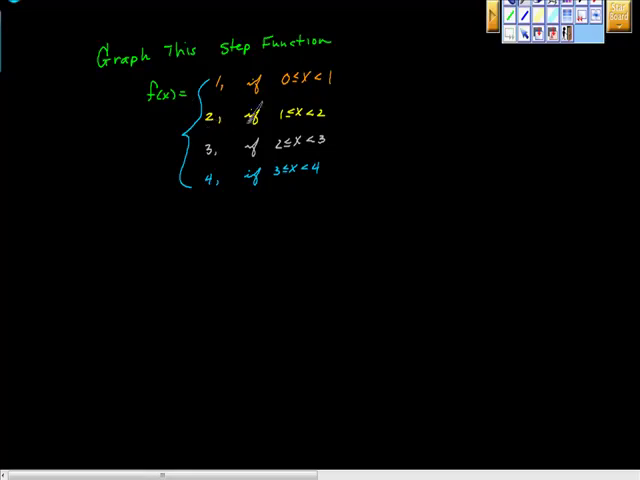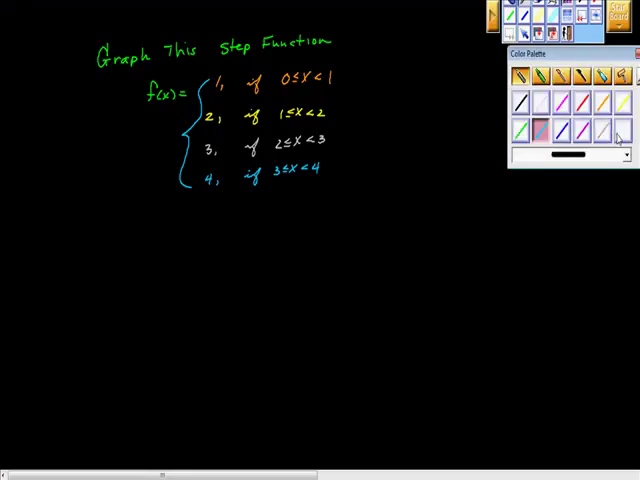F of x is equal to 2 if x is greater than or equal to 1 but less than 2. F of x is 3 if x is greater than or equal to 2 but less than 3. And finally, f of x is equal to 4 if x is greater than or equal to 3 but less than 4. So I kind of color-coded this to get an idea.